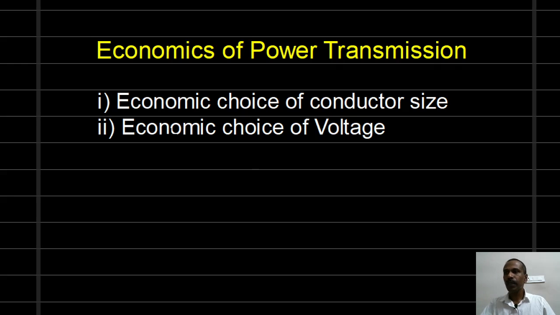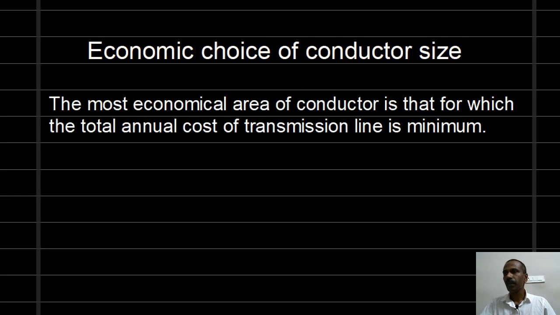In the economics of power transmission, we need to consider the economic choice of conductor size as well as the economic choice of voltage. In this class, we'll see how we can choose the most economic size of conductor. The most economical area of the conductor is that for which the total annual cost of the transmission system is minimum.